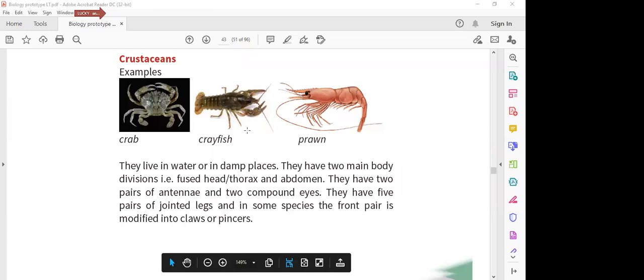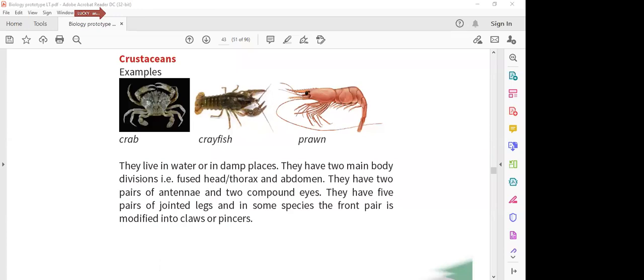Like you can see this crayfish. If you see it around here, this is like a fork appearance. Okay, we say they have forked appendages. Like this crayfish here, you can see, if you know how a fork would appear. So that is something which is common to them, having forked appendages. Then they have 5 pairs of jointed legs. And in some species, the front pair is modified into claws.